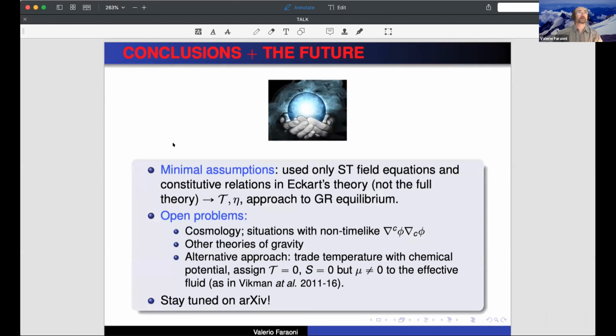So to summarize, what we did is just rewrite the scalar-tensor field equations in the form of effective Einstein equations, as has been done many, many times.